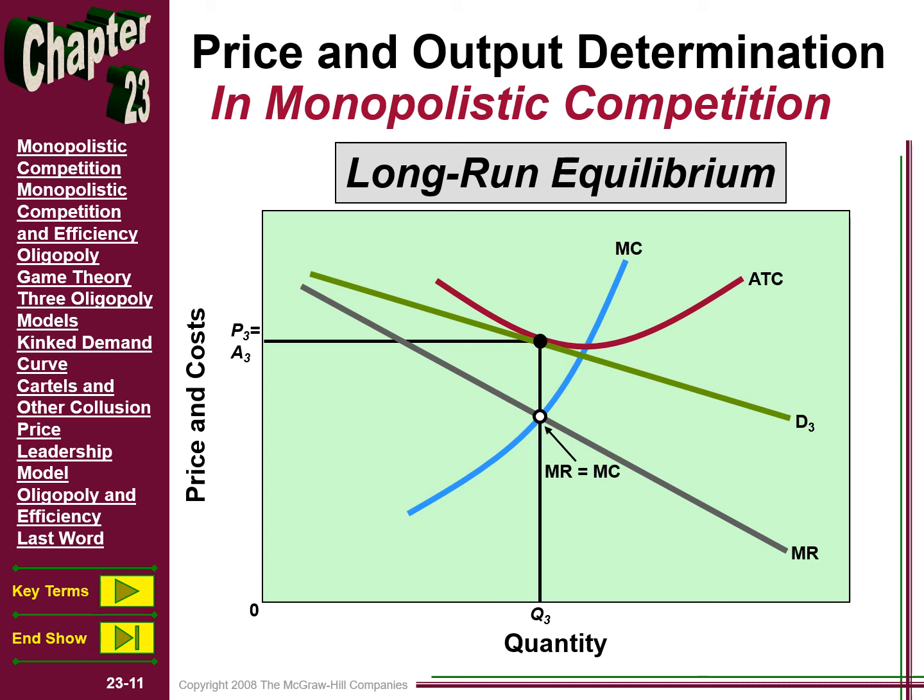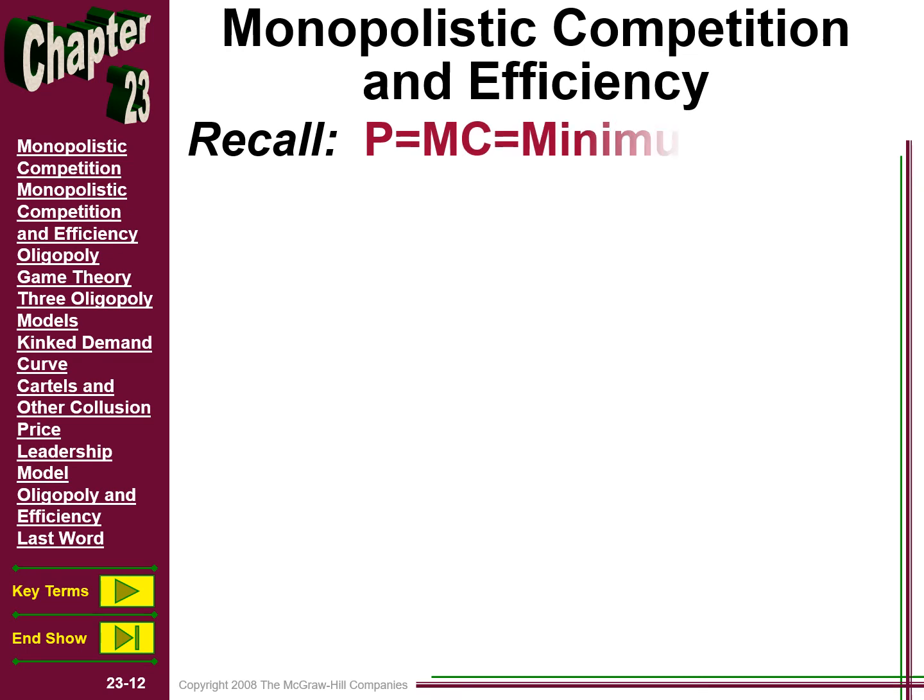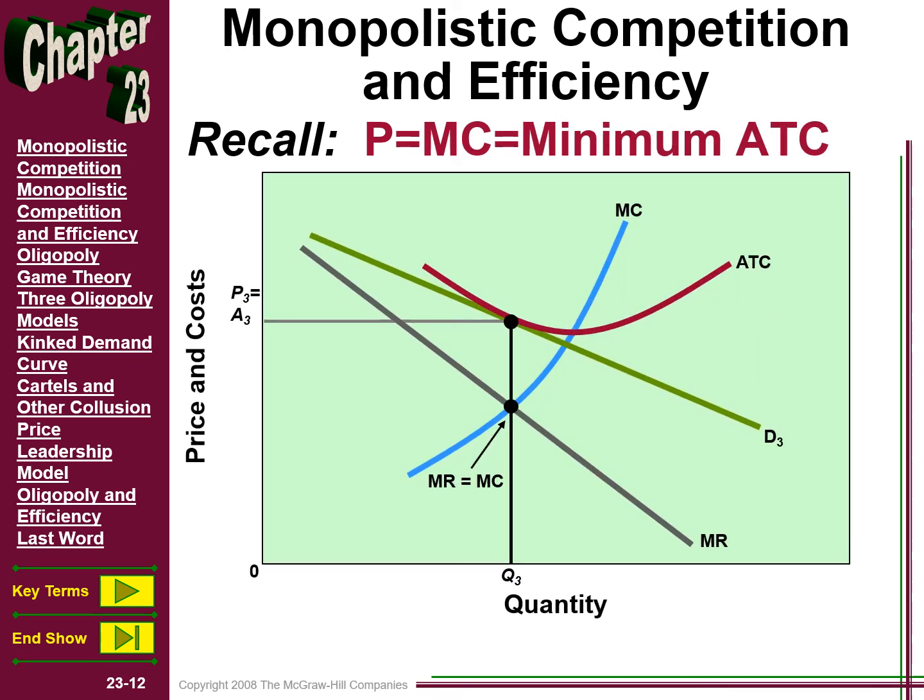But let's compare this picture of the long run in monopolistic competition to what we would expect in pure competition, and what economists believe to be the paradigm of efficiency. Remember, in pure competition, price equals marginal cost, price equals minimum average total cost. When price equals marginal cost, society is achieving allocative efficiency. When price equals minimum average total cost, society is achieving productive efficiency. If we look at the long run picture of monopolistic competition, we make an important observation.